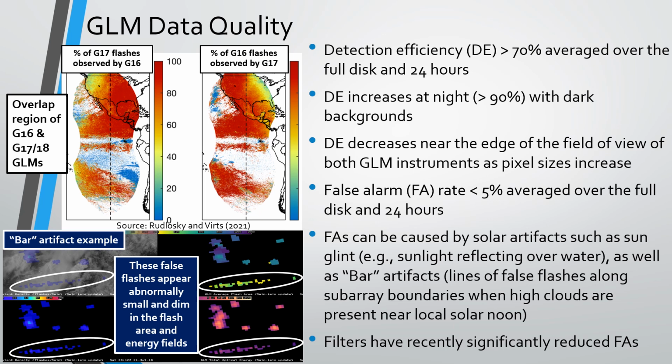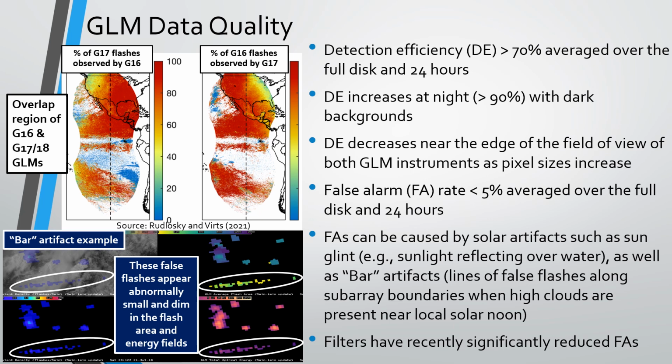To talk a little bit about GLM data quality, we can see that the detection efficiency of the instrument is greater than 70% when averaged over the full disk and over the 24 hours in a day, and that detection efficiency increases at night to greater than 90% when we're comparing sources of lightning against darker backgrounds. The detection efficiency decreases near the edge of the field of view of both GLM instruments, and goes east and goes west as pixel sizes increase. And likewise, detection efficiency increases towards the nadir, or the center of the field of view, of both GLM instruments.